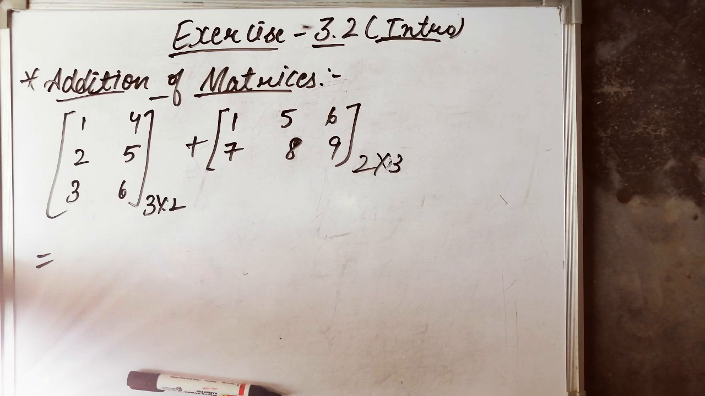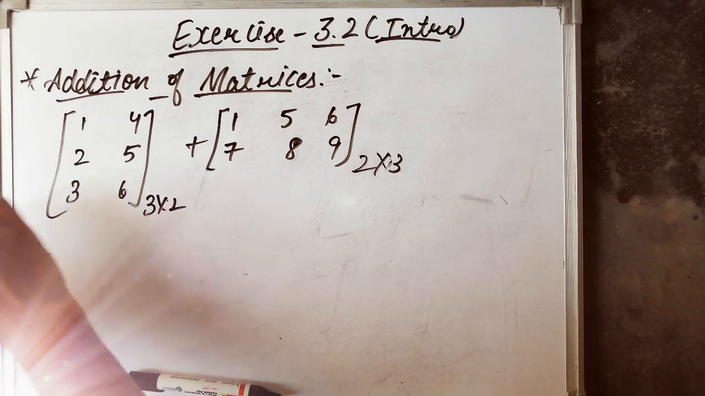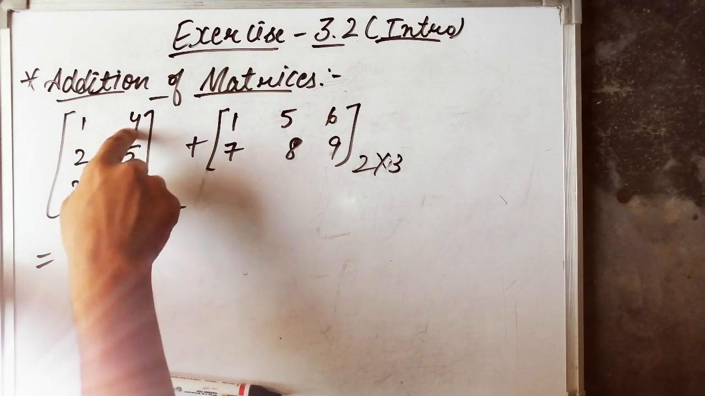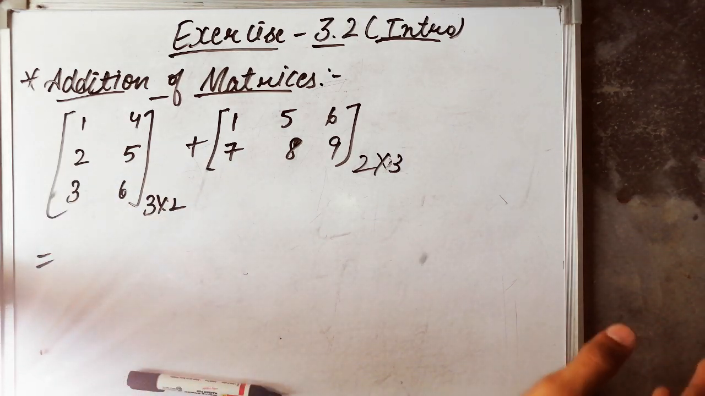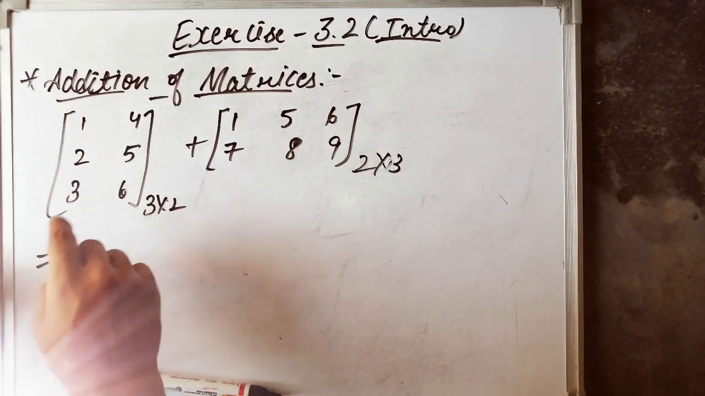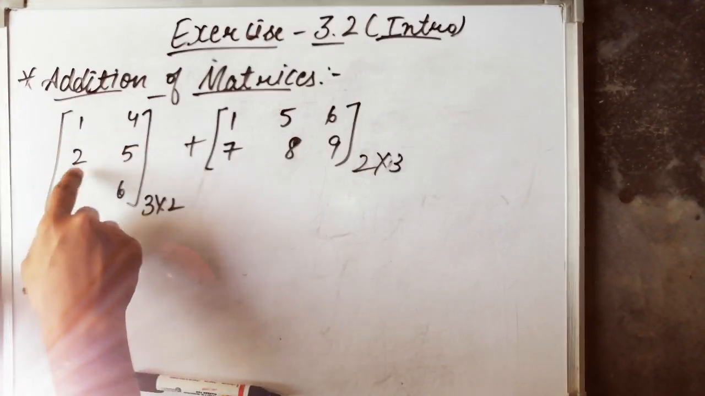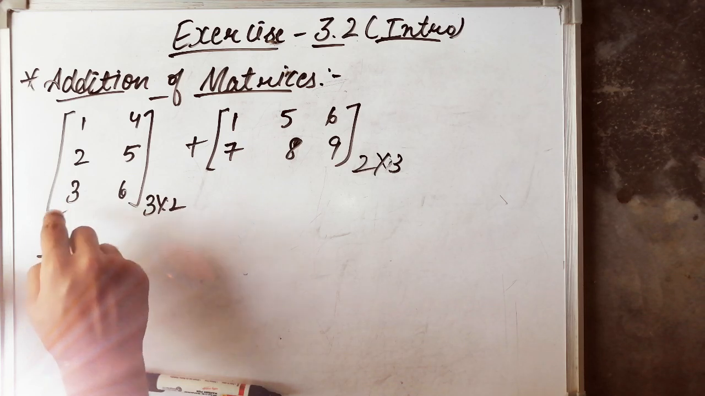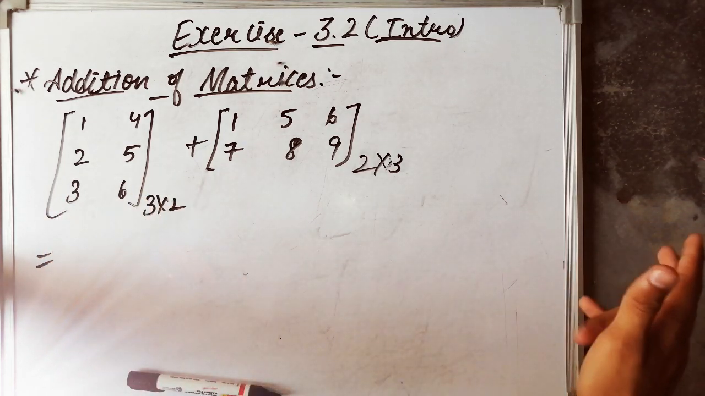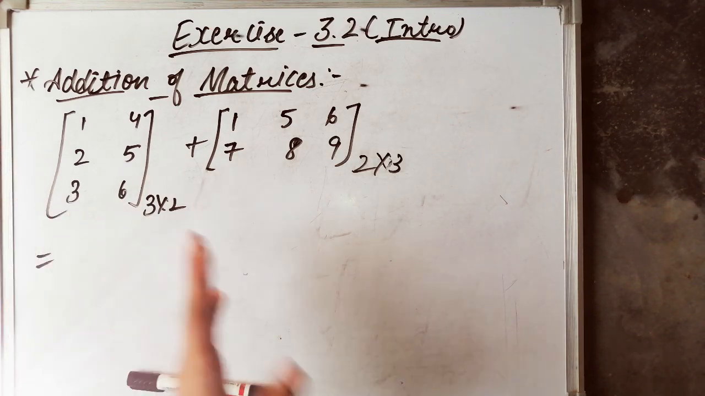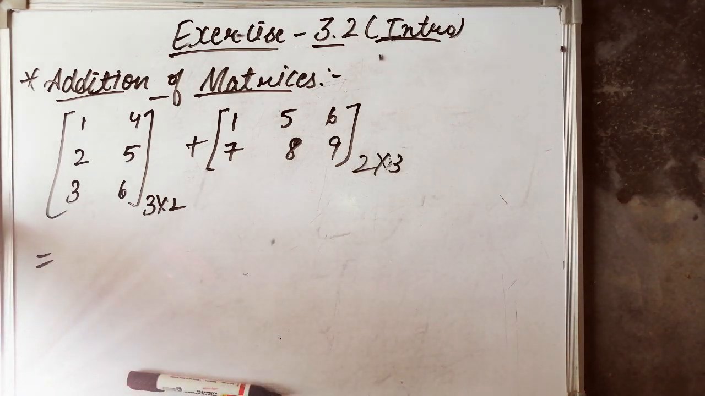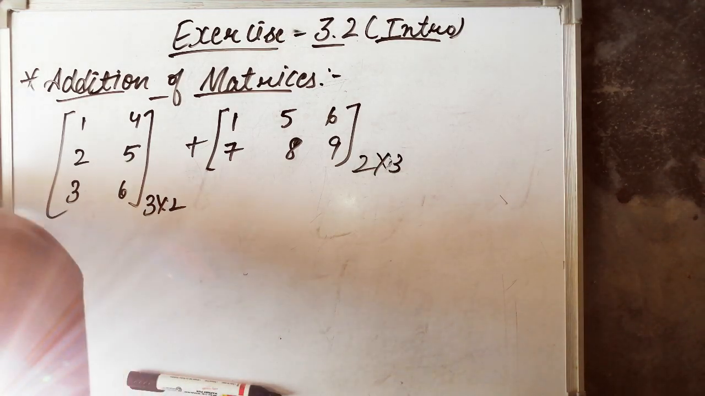And apart from that, some of you may be thinking that first of all we need to add 1 plus 4 and 2 plus 5 and 3 plus 6, and some of you may also be thinking that 1 plus 4 equals 5 and 2 plus 5 equals 7 and 3 plus 6 equals 9, then after we need to add. Okay, this is not what you need to do. Simply what you need to do is add the corresponding elements of the two matrices. There is nothing long and wide in this.